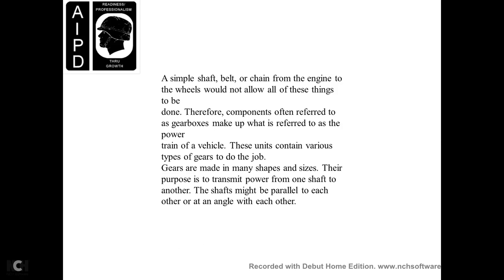A simple shaft, belt, or chain from the engine to the wheels will not allow these things to be done. Therefore, components often referred to as the gearbox make up the power train of the vehicle, with units that contain various types of gears to do the job. Gears are made in the shape of wheels. Their purpose is to transmit power from one shaft to another. The shafts might be parallel to each other or at an angle with each other.